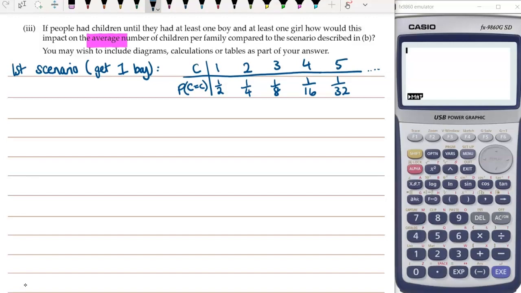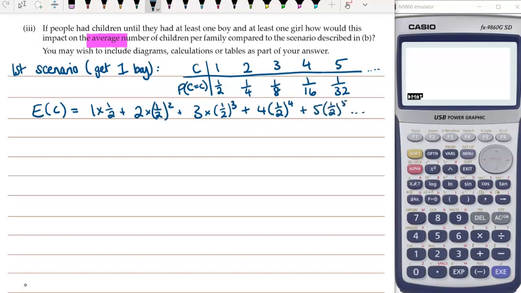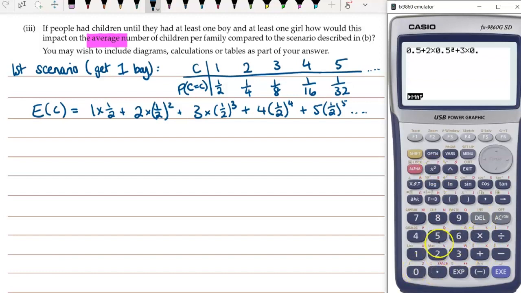So then the average number, so the expected number of children per family, will be 1 times a half plus 2 times a half squared plus 3 times a half cubed, and so on. Let's work out what that looks like it's going to head towards. Let's see where we're up to so far.